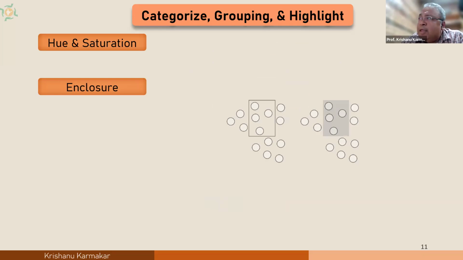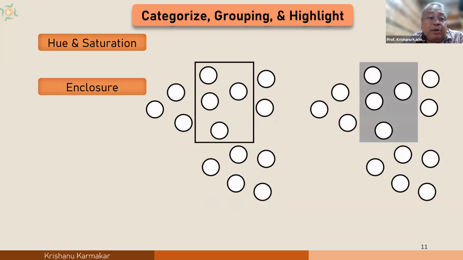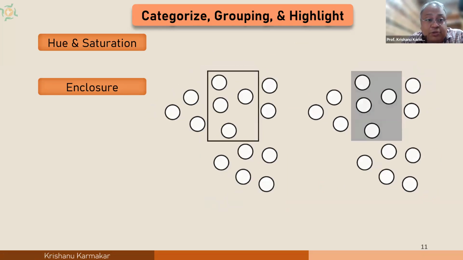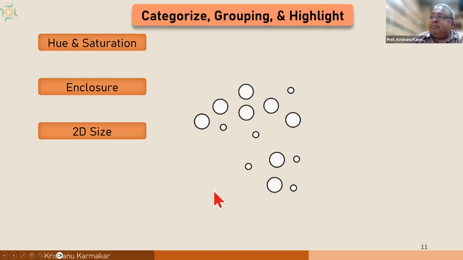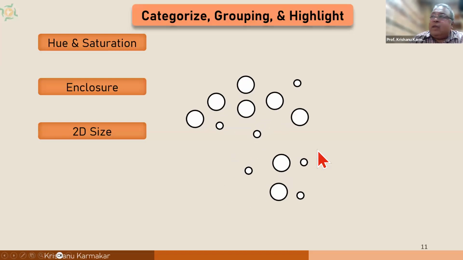Then is enclosure. That is, if you want to categorize things, you can put them into enclosure. Now, the enclosure need not have a very stark boundary like the left side diagram. It can also have something like the right side one. So both are possible. So if you want to categorize and group things or highlight things, you can use enclosure as well. That is another attribute, of course. You can use 2D size as well. So you can use two different sizes to group things or to show the difference in grouping.